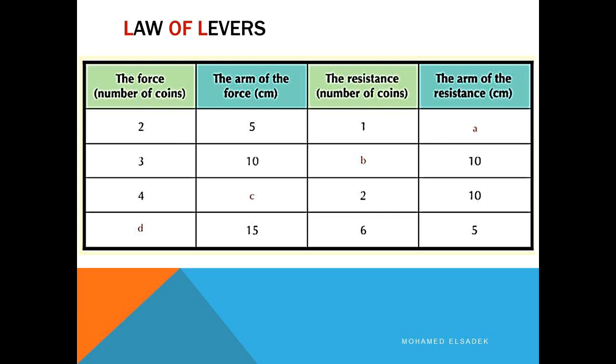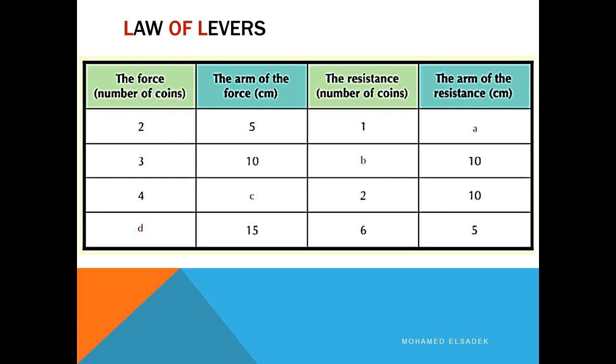يبقى في المثال الاول كان المجهول عندي، الحاجة اللي انا ما اعرفهاش، الحاجة اللي مطلوب من حضرتك تعمل لها determine او تعمل لها deduce او تعمل لها conclude كانت الارم اوف ريزيستنس. المثال الثاني كان مطلوب منك تعمل determine للريزيستنس. المثال الثالث مدي لك الفورس 4 نيوتن طبعا، مدي لك الارم اوف فورس سي يعني حاجة مجهولة برضه. الريزيستنس مديها لك 2 نيوتن. الارم اوف ريزيستنس 10 سنتيمتر.